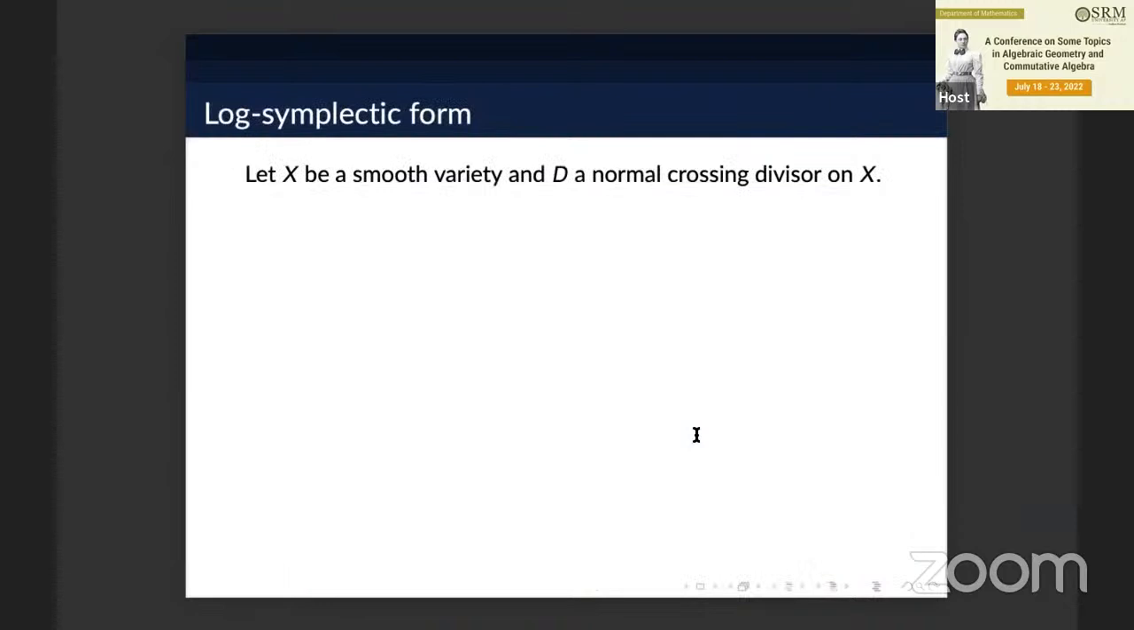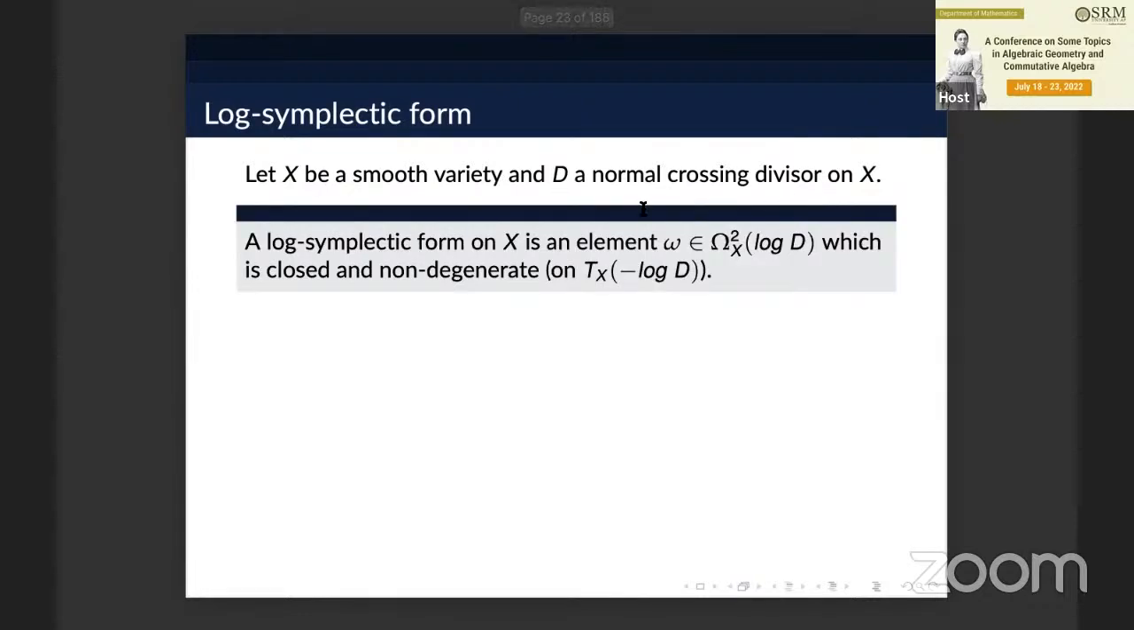Okay, so what is a log symplectic form? Let X be a smooth variety and D be a normal crossing divisor in X. A log symplectic form on X is an element of the second exterior power of the log cotangent bundle, which is closed and non-degenerate on the log tangent bundle, which is the dual of the log cotangent bundle. So everything is defined with this log structure here.